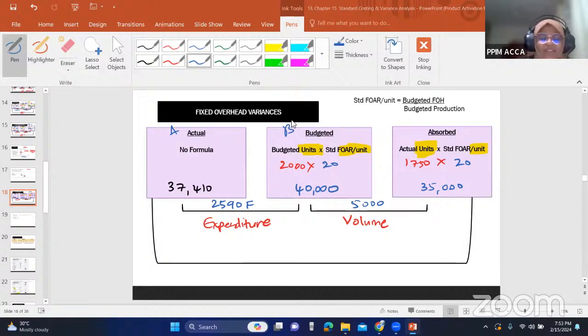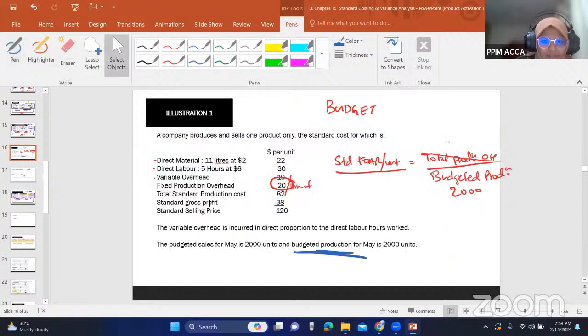The FOAR rate was given in the question. Directly it's given that the fixed production overhead is 20 per unit. See? So there was no need to calculate. It was given here straight away. We just put it there.